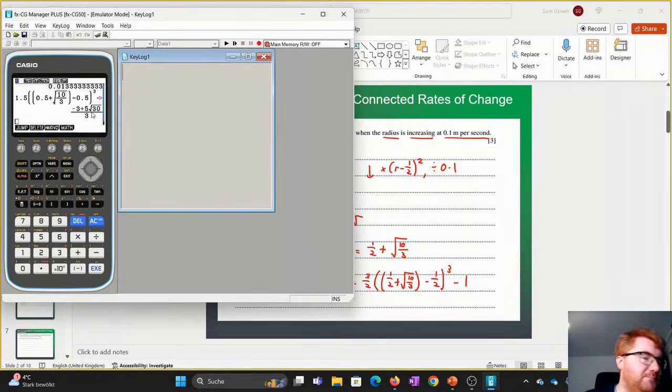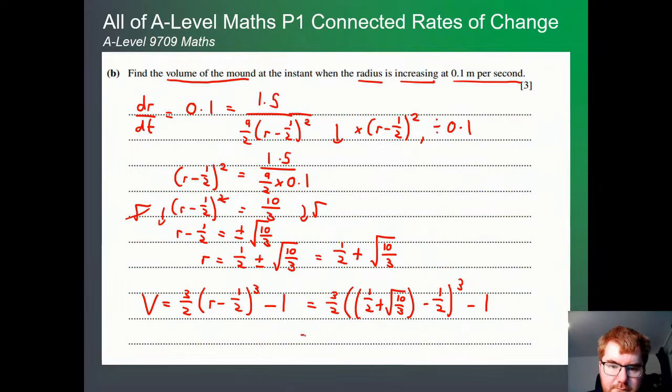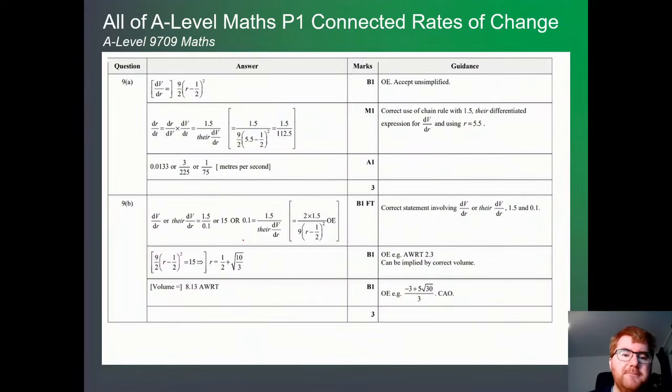So we pop that in. We get it in some strange third form, but we've got the SD button. That is the magic button. And then we get 8.128. And rounding to 3 significant figures, we get 8.13. And we're doing this in volume, and we're working in meters, so we have meters cubed to 3 SF for all 3 marks.